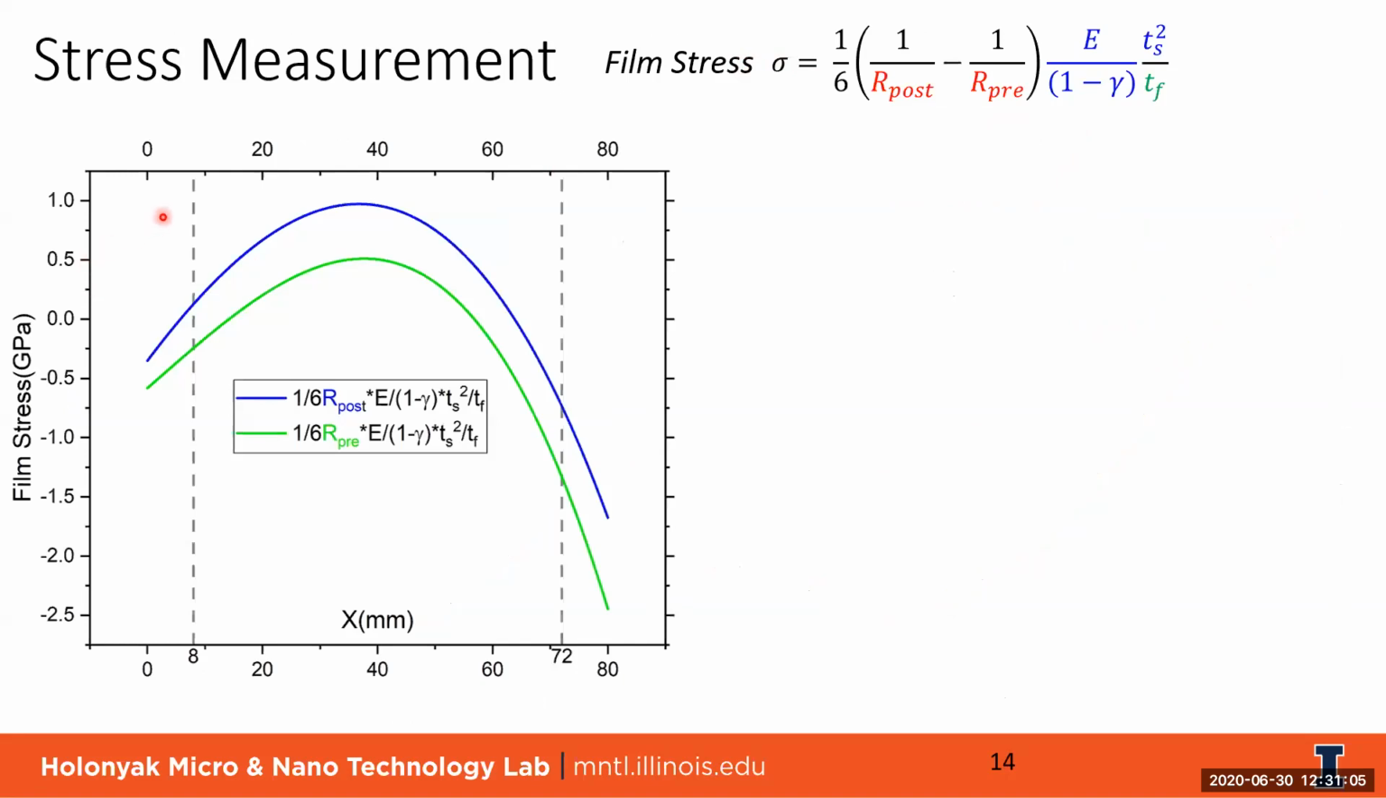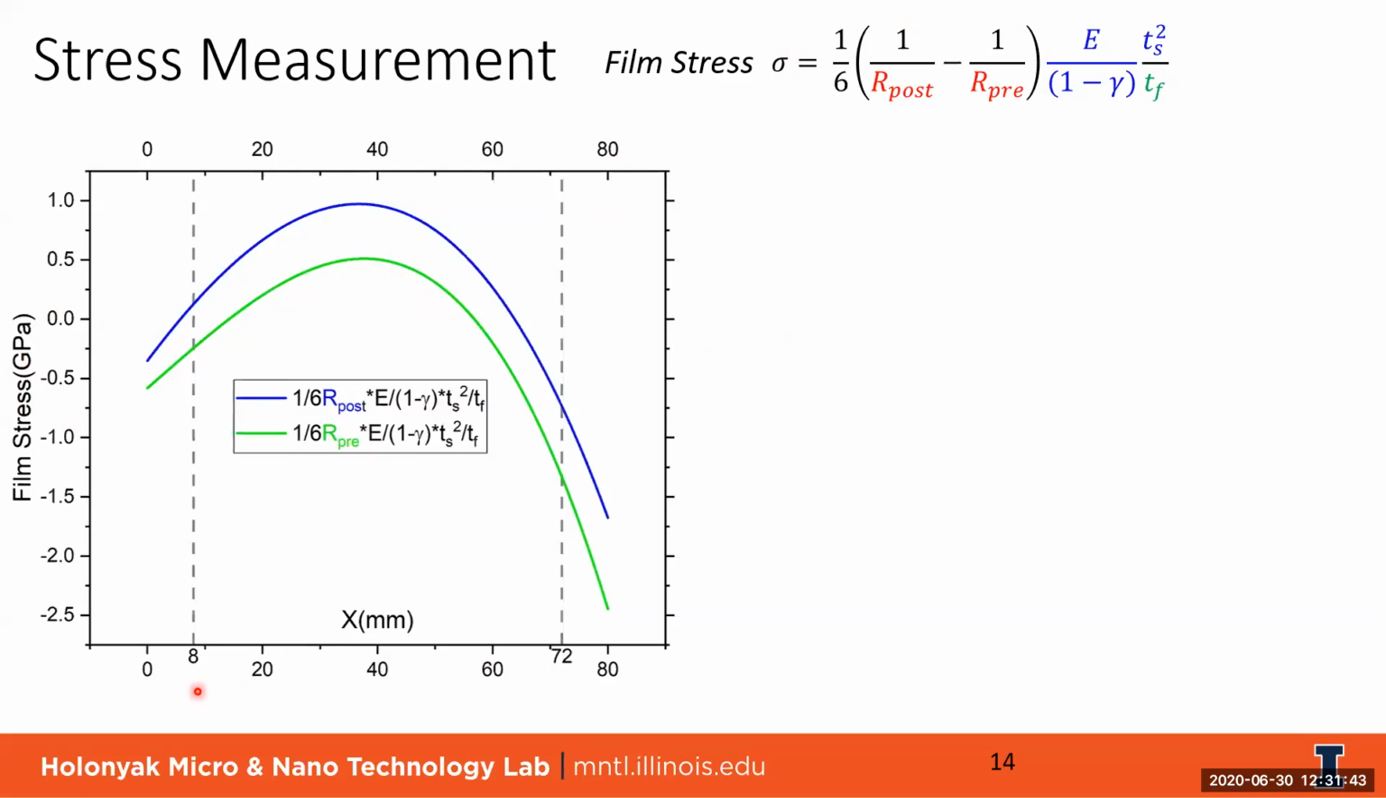Shown here, the blue curve is after deposition. So I plot 1/r post times those substrate parameters and the film parameter. Because I multiply by those quantities, the unit is basically the same unit as the film stress, in this case gigapascal. So I do the same thing for the radius of curvature before deposition.